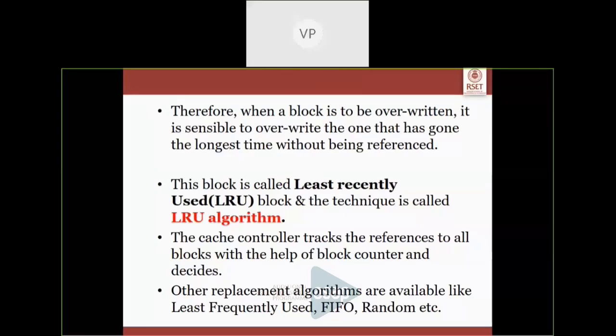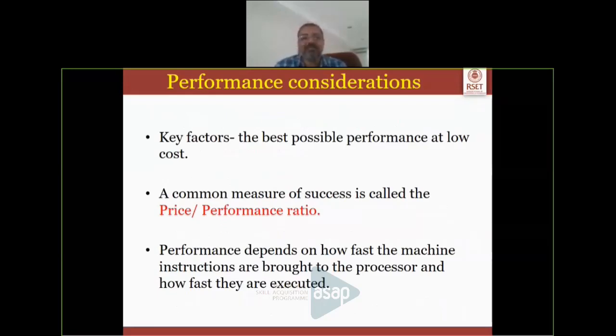Least recently used algorithm, it's clear for you. Another algorithm is FIFO, first in, first out. Whichever block is loaded first can be removed. So these two algorithms, or random removal, are a few algorithms. Now, some performance considerations. If the processor is asking for a block or data which is there in the cache, it's very good. A common measure of success is the price performance ratio. The performance depends upon how fast the machine instructions are brought to the processor and how fast they are executed. It will be very fast if the required data is in the cache.